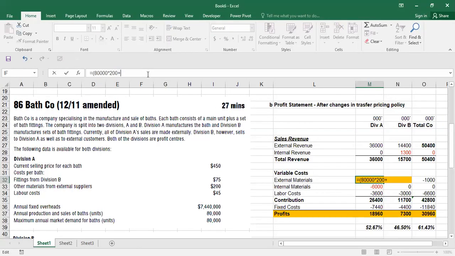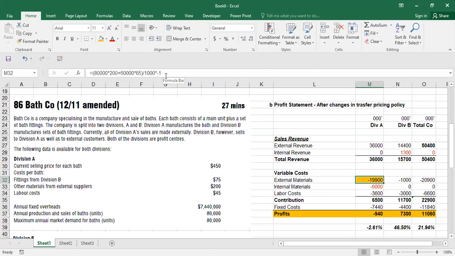Plus, they will buy 60,000 bath fittings from outside for 65, because we allowed them to go and buy the bath fittings from outside. Their total demand is 80,000. Out of 80,000, 20,000 division B will give internally because division B has extra capacity. But 60,000 they can buy from outside at a price of 65. This should be your answer, multiplied by -1. This should be their external material cost.